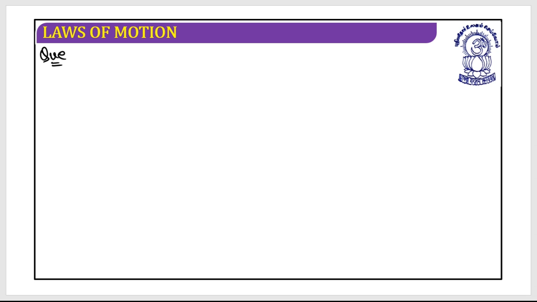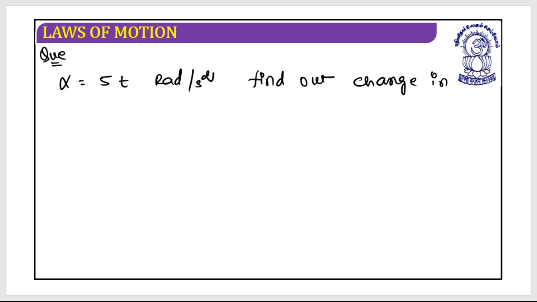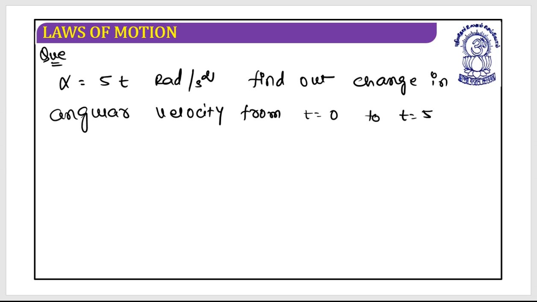Let's suppose alpha is equal to 5t radian per second square. Find out the change in angular velocity from t equals 0 to t equals 5 seconds.